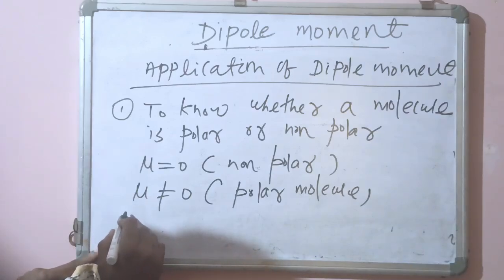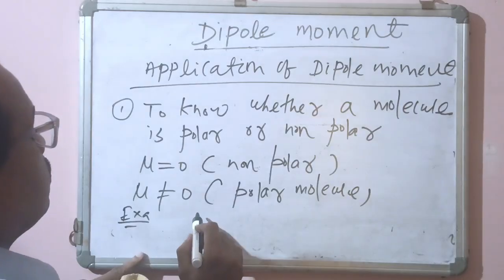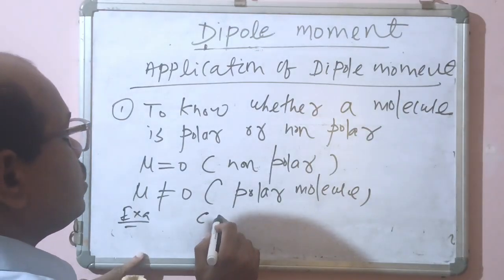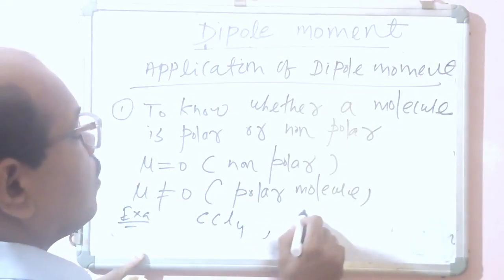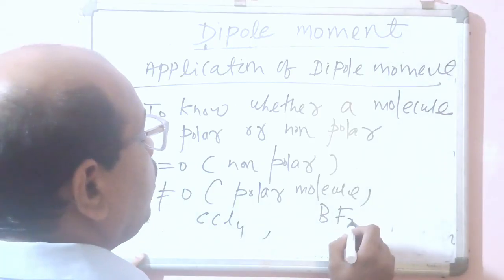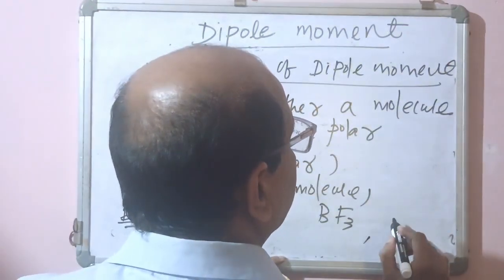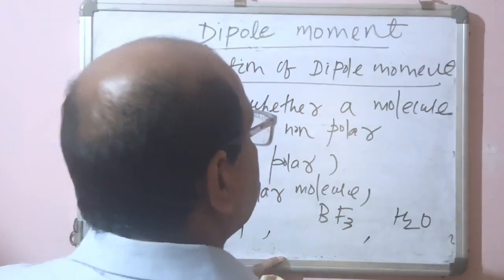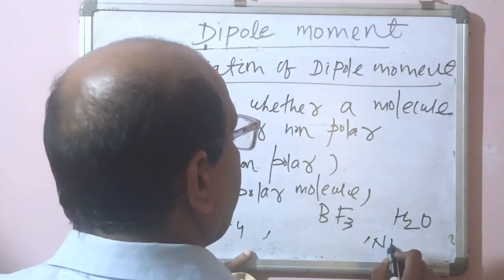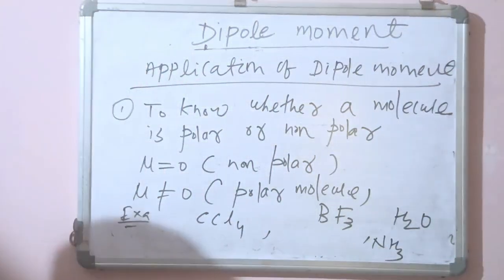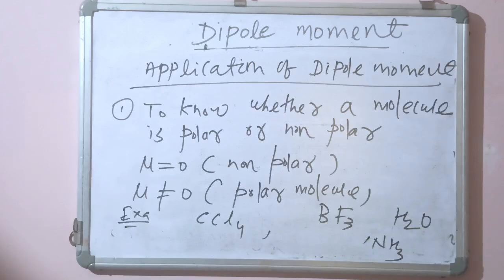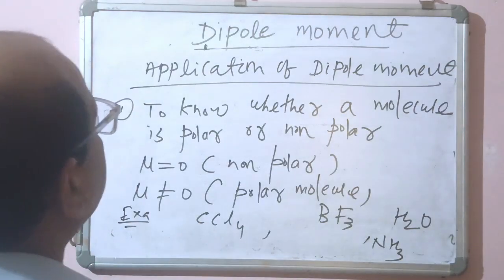Example. Let us use CCl4, BF3, water, and ammonia. Now predict which is polar and which is non-polar. Now you have to determine the dipole moment.